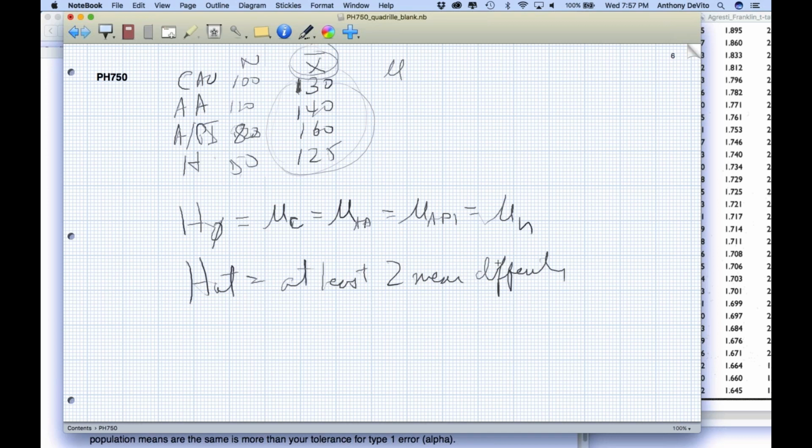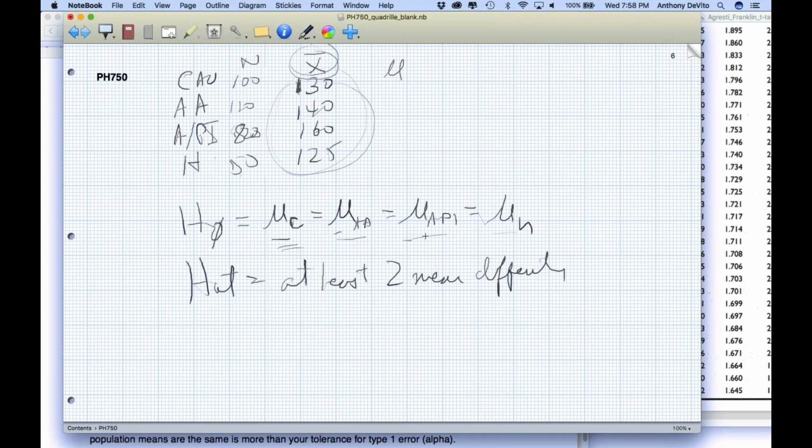Okay, could I do this with a t-test? Do you guys think I could do this with a t-test? Could, right? How would you do it with a t-test? A t-test only works with two groups. So you would do it two groups at a time. For instance, I would say, okay, first I'm going to do Caucasians versus African Americans. Then Caucasians versus Asian Pacific Islanders. Then Caucasians versus Hispanics. Well, then, wait a second, there's another group.